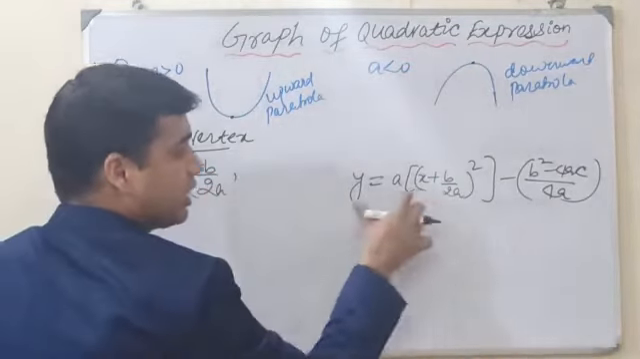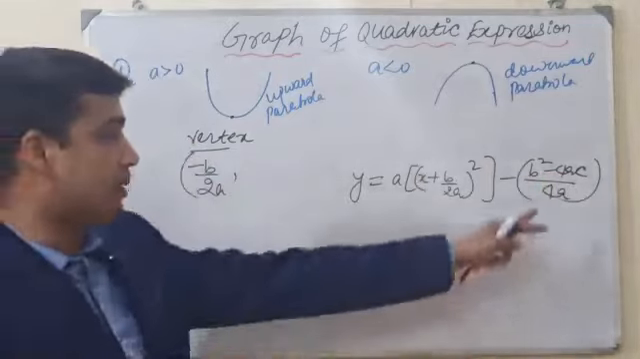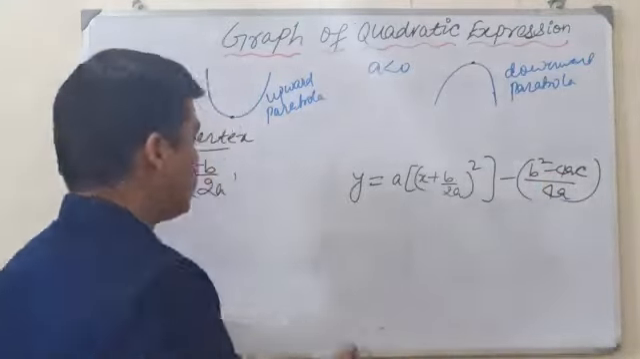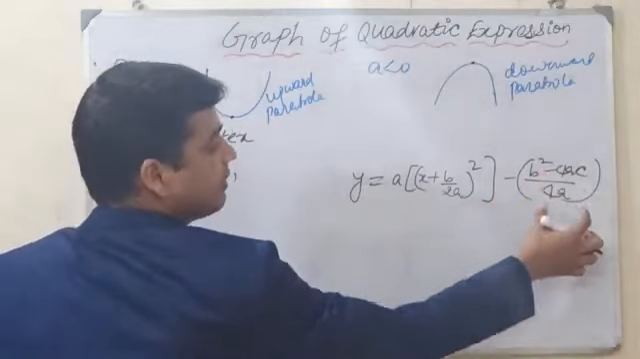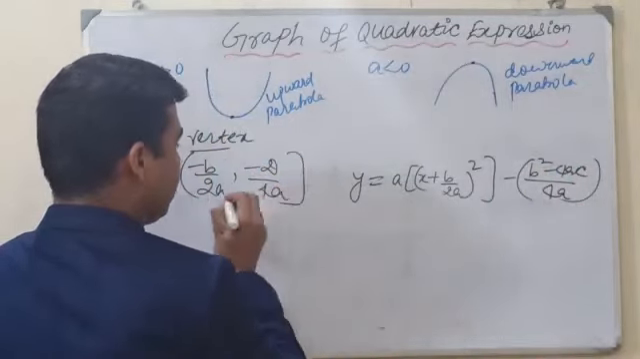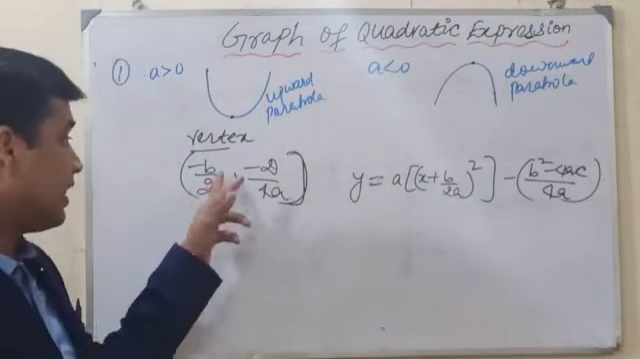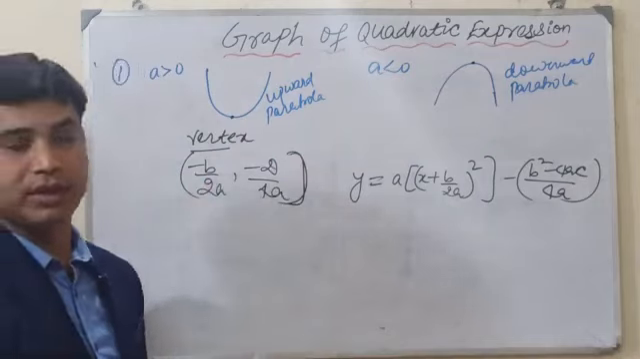So what do we get here? y equals minus, this one is b square minus 4ac, and b square minus 4ac is D, the discriminant. So we get minus D by 4a. So this is the vertex of the quadratic expression: minus b by 2a, or minus D by 4a.